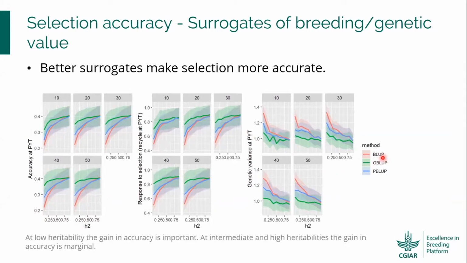BLUP is basically assuming that there is no relationship between the individuals. They are fitting a model as random, but even if you have full sibs, they are assumed to be independent. And this is a typical model still used in plant breeding, right? If you use pedigree BLUP, this assumes that there is a relationship between individuals. It uses what we saw, the pedigree relationship matrix, and GBLUP uses the marker information.